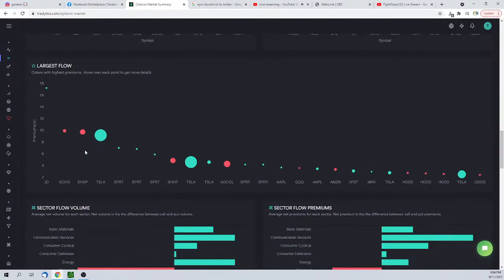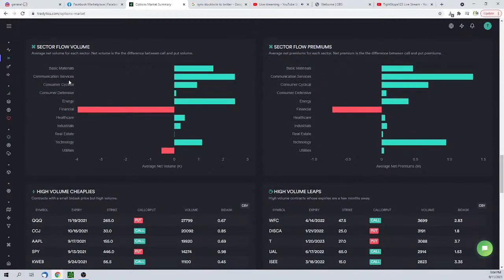Largest flow, Tesla is always going to be on here. They're on here 1, 2, 3, 4, 5 times. But if you see obscure things in here, that's what I like to look at. I don't pay much attention to Tesla; we know Tesla gets flow every day.